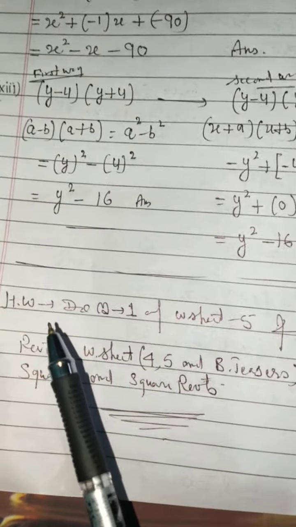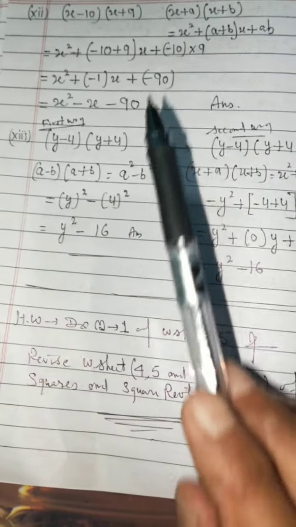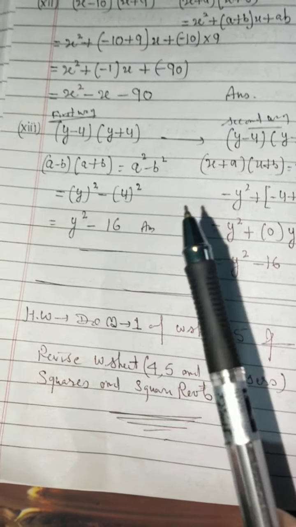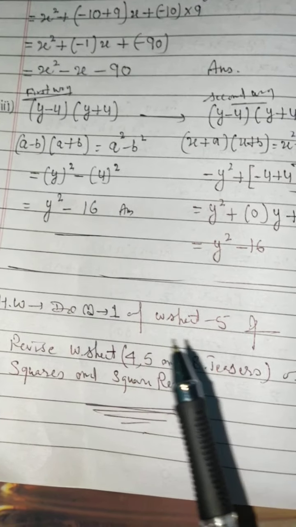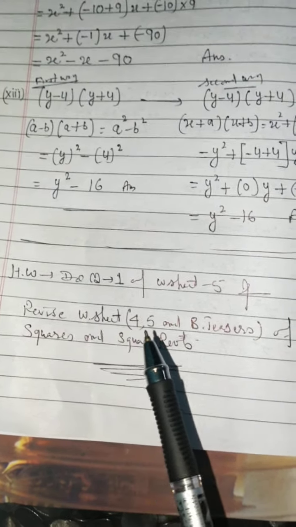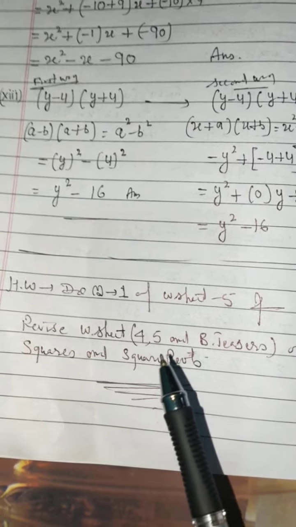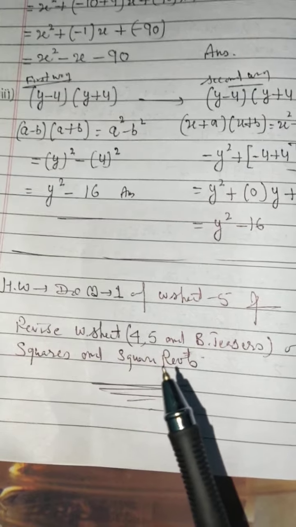Your homework is to do question first of worksheet 5. The remaining other parts of this worksheet, you solve in your notebook, and revise worksheets 4, 5 and brain teasers of squares and square roots. So dear children, this Sunday you have a class test of worksheets 4, 5 and brain teasers of squares and square roots.